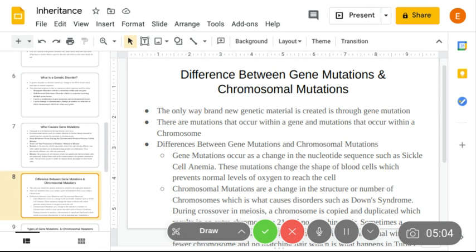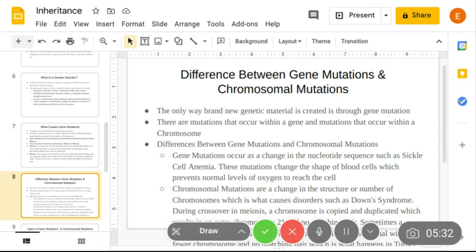Differences between gene mutation and chromosomal mutations are that gene mutation occurs as a change in the nucleotide sequence, such as sickle cell anemia. These mutations change the shape of blood cells, which prevents normal levels of oxygen to reach the cell. Chromosomal mutations are a change in the structure or number of chromosomes, which is what causes disorders such as Down syndrome.